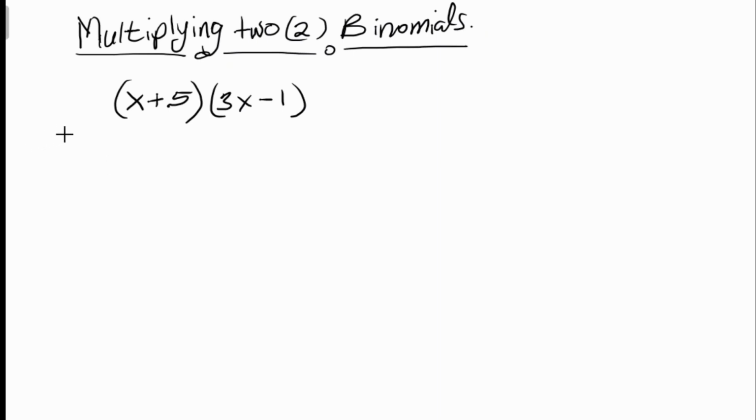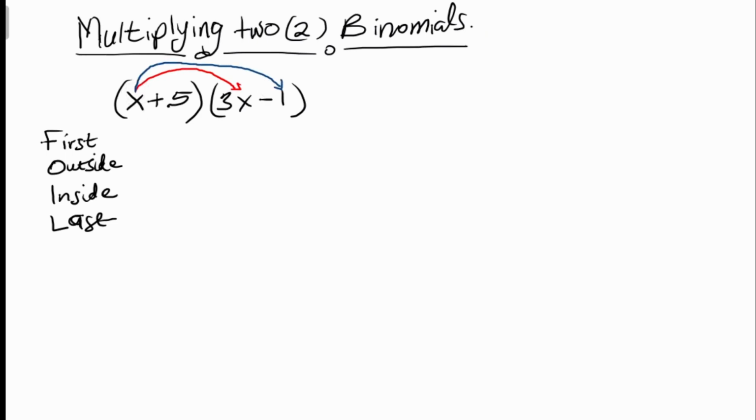The first one is what we call the FOIL method, and FOIL simply means first, outside, inside, and last terms. So it means we are going to multiply the first terms, then the outside terms, then the inside terms, and then finally the last terms. So that is what the acronym FOIL means. Now let's go ahead and do the multiplication.